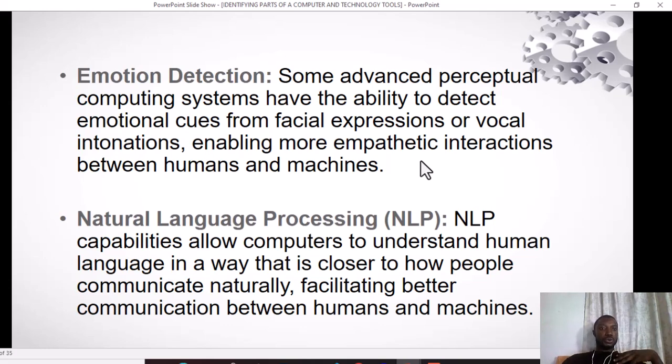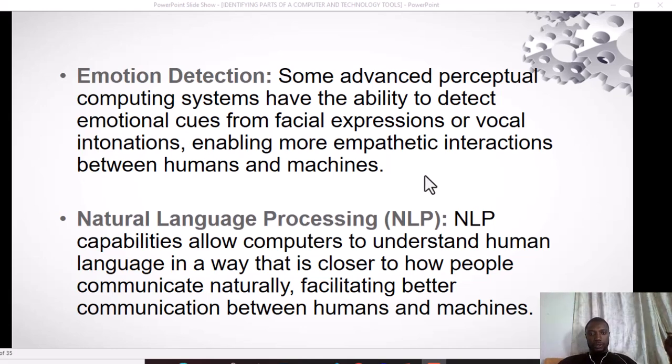Let's look at natural language processing, which is NLP. It allows computers to understand human language in a way that is closer to how people communicate naturally. The computer can learn from the user, facilitating better communication between humans and machines.